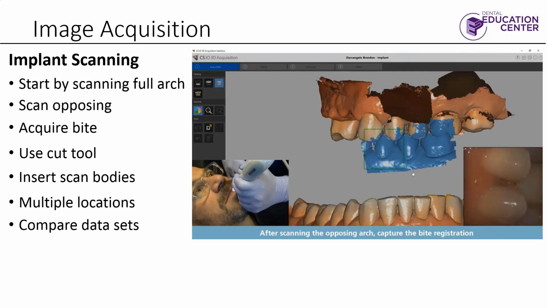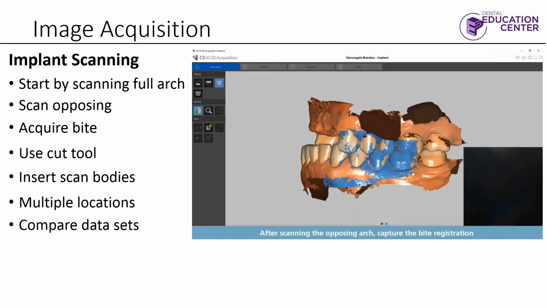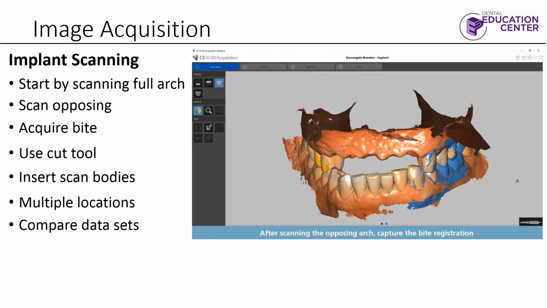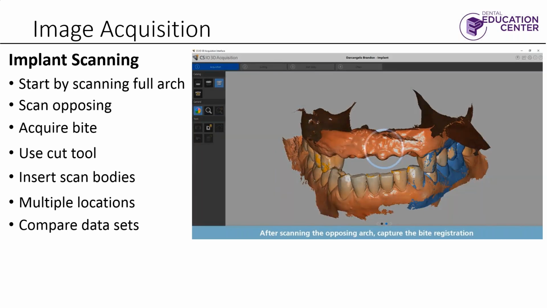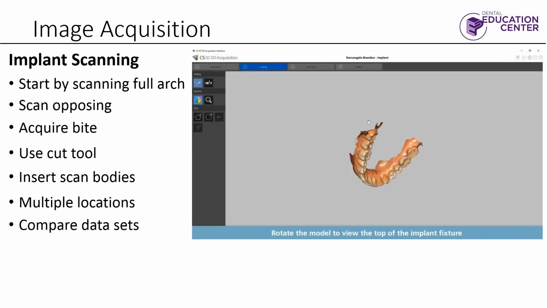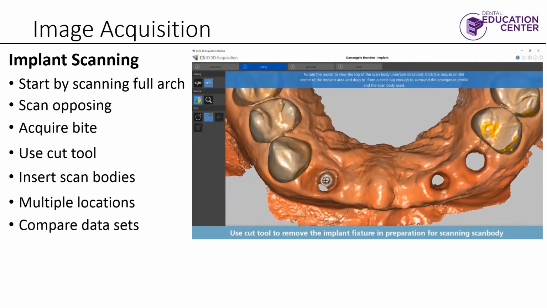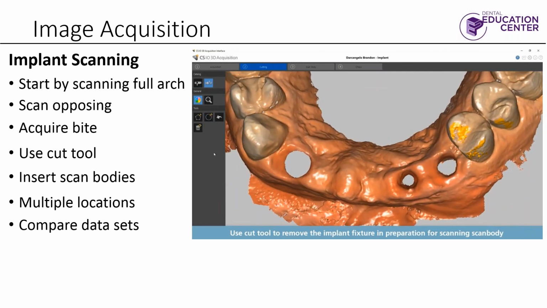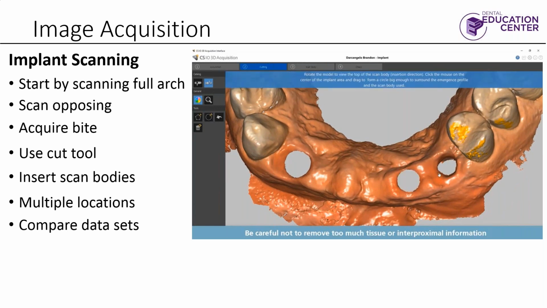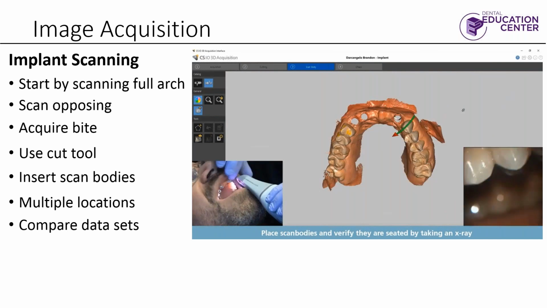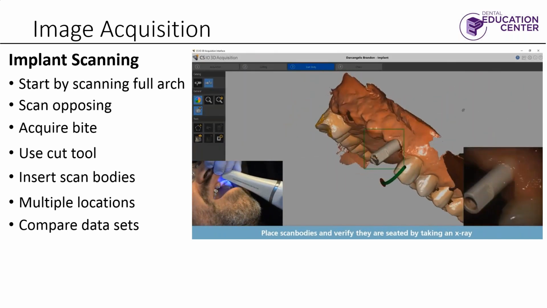Scanning the bite multiple times for accuracy. So the record is obtained. You can see he's missing quite a few teeth in the front. And then you go out, you actually cut out the locations. You put in the scan bodies.